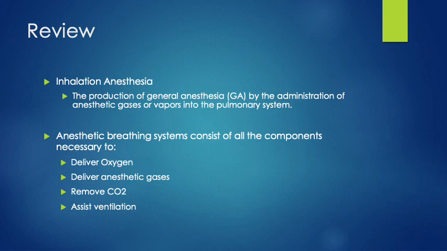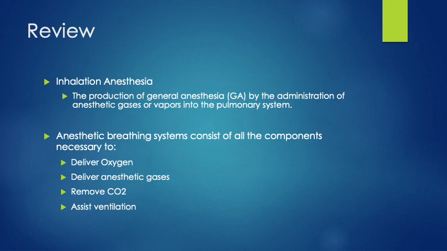Okay, so quick review. There are different types to deliver anesthesia. Today, because we're discussing breathing systems, we'll mainly discuss inhalational anesthesia, but induction of anesthesia is something we think about with inhalational versus IV induction. As a quick overview, inhalational anesthesia is the production of general anesthesia by the administration of anesthetic gases or vapors into the pulmonary system. There are several gases that we use to produce or maintain general anesthesia.